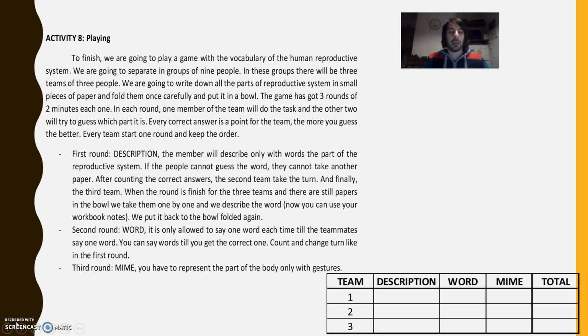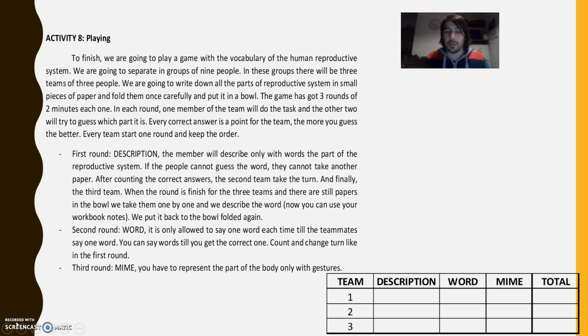In the second round, there is no description. There is no more speaking. They can only say 1 word, and with 1 word they have to guess which word their teammate is trying to explain to them. If they say 1 word, their teammate can say another word until they guess the word. And the third round is mime. With the mime, they cannot talk. They have to make, for example, this is a penis, and they cannot say anything.